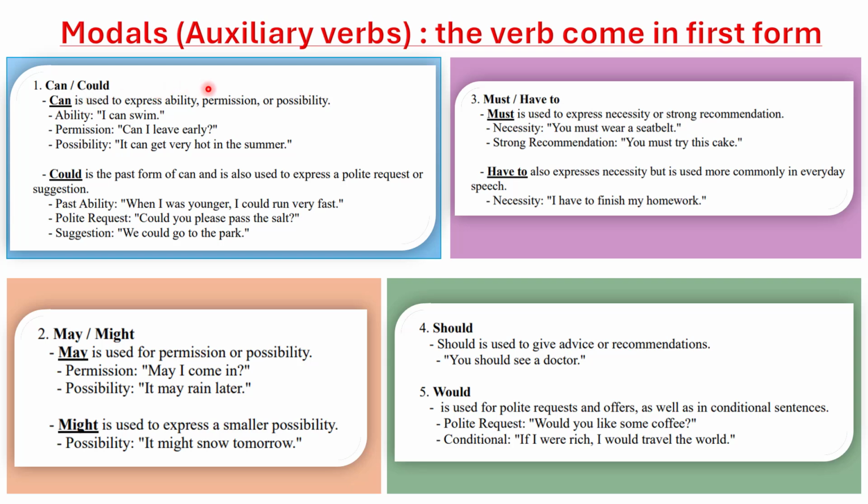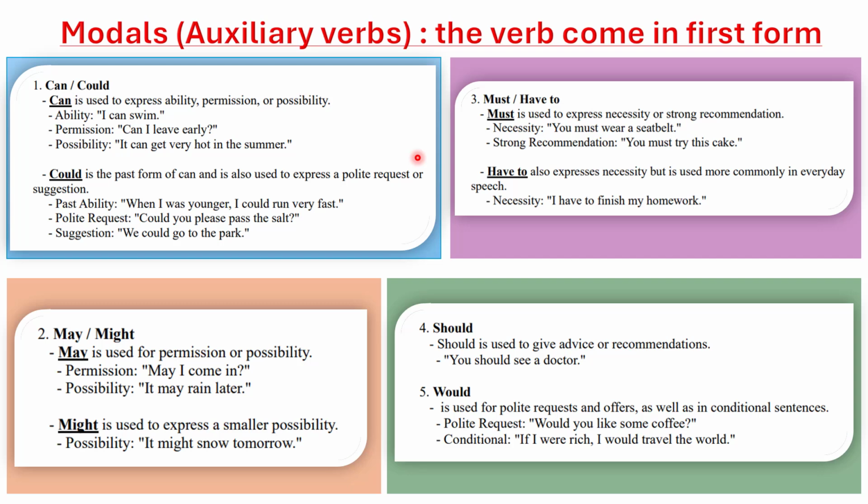First thing we have, can and could. Can is used to express three things: ability, permission, or possibility. That's all. Ability, for example, I can swim, I can speak English. So I express my ability, I just show my ability. So I can swim, I can use a computer, or any ability you have.